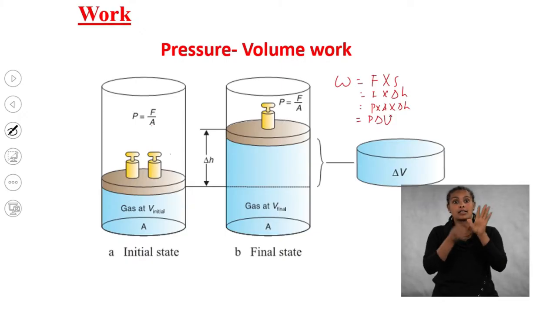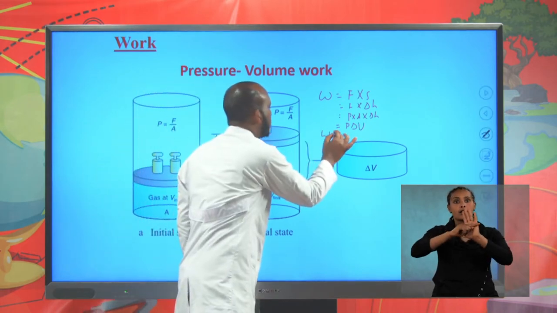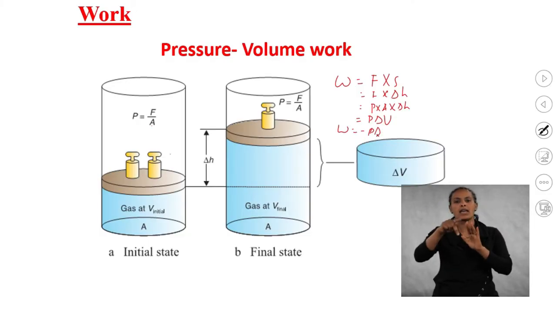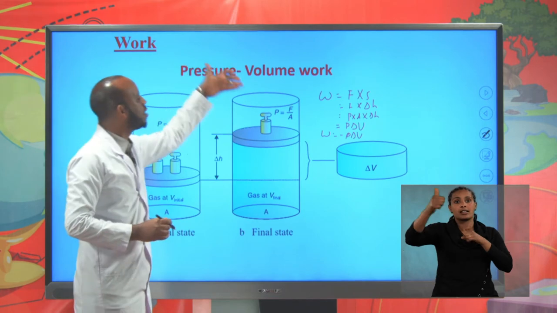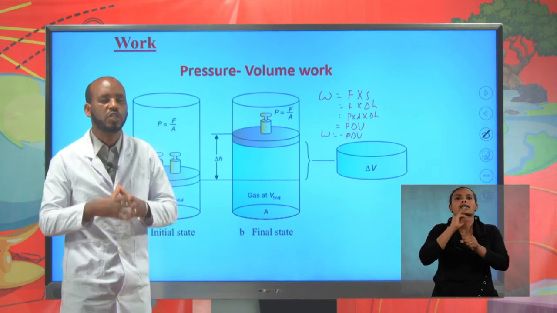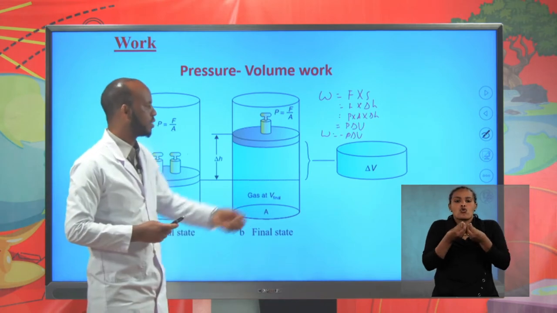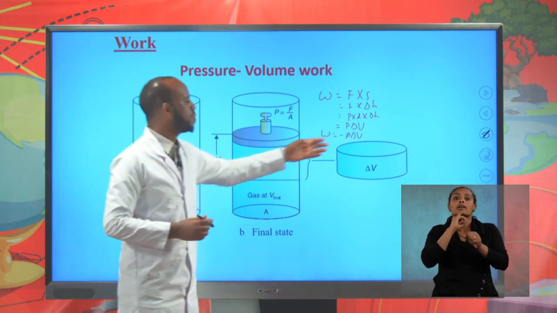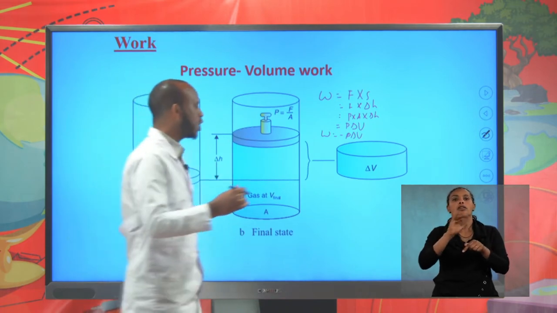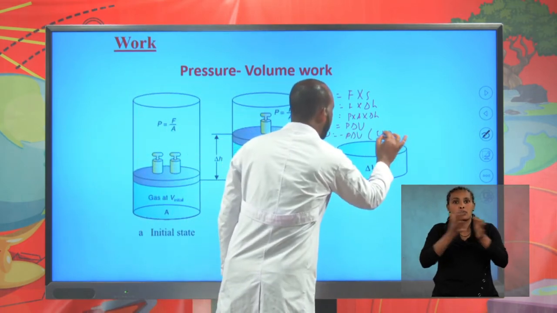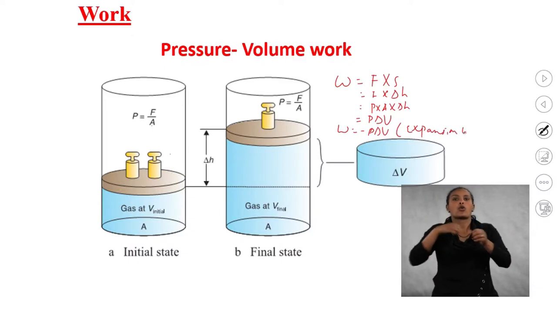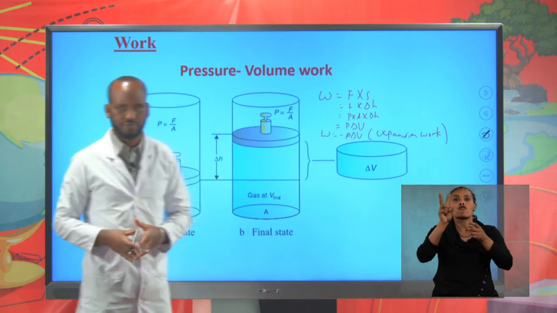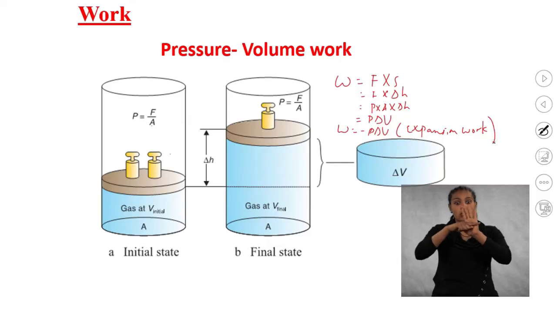The sign of work is negative: work equals minus P times change in volume. Because the system moves a piston against the applied pressure, work is done by the system. The system loses energy as work. Work equals minus P times change in volume, which is known as expansion work. The gas expands, so it is expansion work. From the system's point of view, the sign of pressure times change in volume is negative. Negative work: work done by the system.